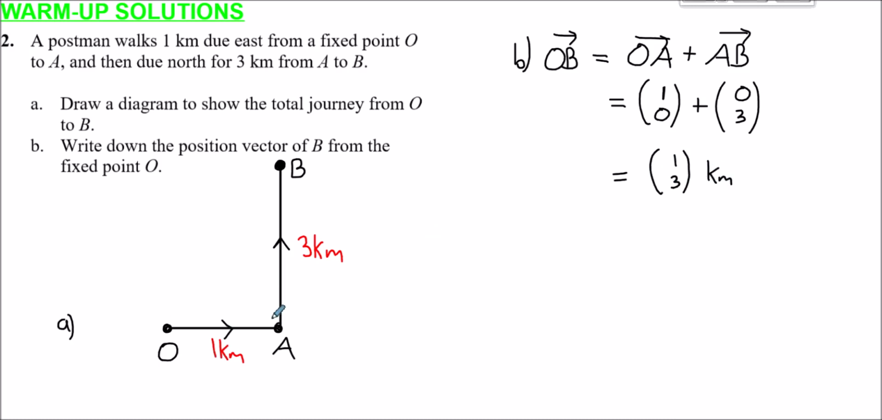If like, we're going 1 along and 3 up. So what we do here is just pop in from O to B. We're going 1 to the right and 3 up. And so in kilometers it'd be this. This isn't the direct route. To find the direct route, we'd have to do the square root of 1 squared plus 3 squared. But that's all we need to do for question 2.